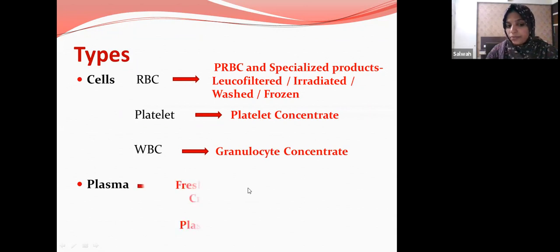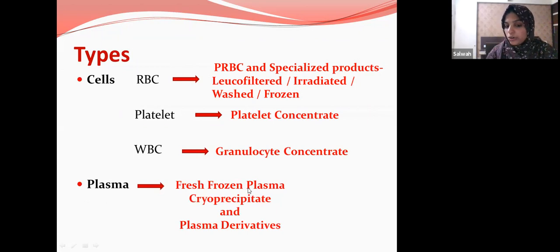The next is plasma. Plasma has fresh frozen plasma, cryoprecipitate, and plasma derivatives. Fresh frozen plasma is separated within 6 hours of collection. And this fresh frozen plasma can be kept up to 1 year. While issuing, it has to be thawed. It is kept at minus 40 to minus 80 degrees Celsius, so it is very frozen. Whenever we have to issue it, the FFP is taken out of the deep freezer and thawed at 30 to 37 degrees Celsius, brought to room temperature, and then issued. And once thawed, it has to be used within 6 hours if kept at room temperature, or 24 hours if kept at 4 degrees Celsius.